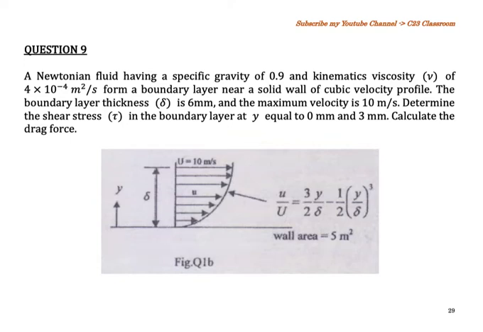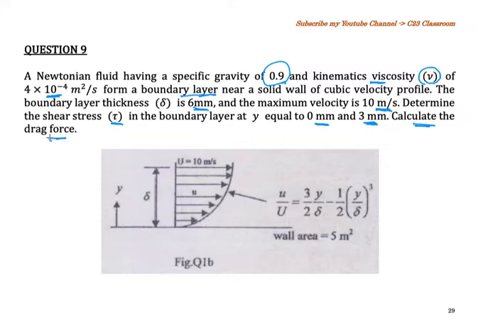This is question 9. A Newtonian fluid having a specific gravity of 0.9 and a kinematic viscosity nu of 4 times 10 to the power of negative 4 meters square per second forms a boundary layer near a solid wall of cubic velocity profile. The boundary layer thickness delta is 6 mm and the maximum velocity is 10 meters per second. Determine the shear stress tau in the boundary layer at y equal to 0 mm and y equal to 3 mm, and then we need to calculate the drag force.